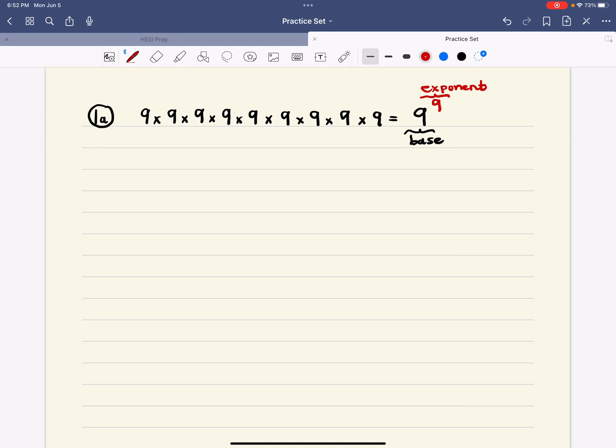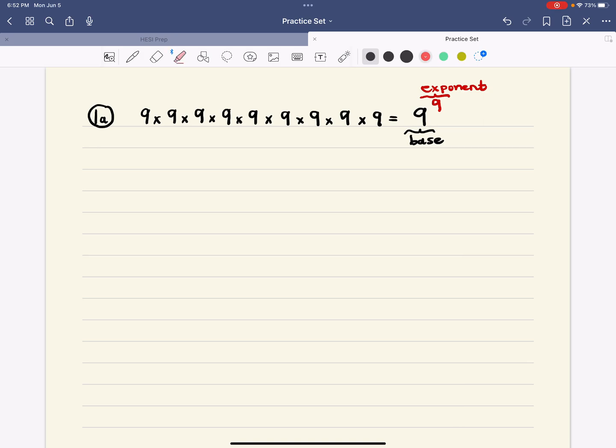Now, if I were doing this on a test with a calculator, I would not do it this way. I would type all that in my calculator and write it down. The thing I want you to know is that this is not 81. It's not 9 times 9.